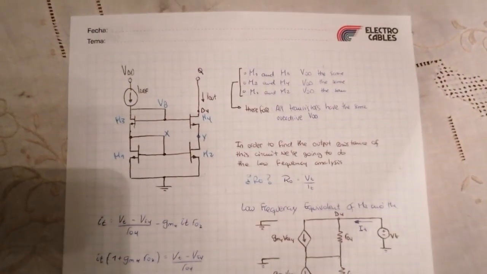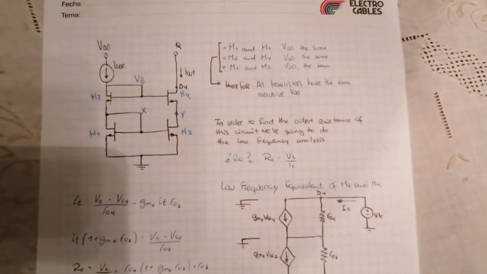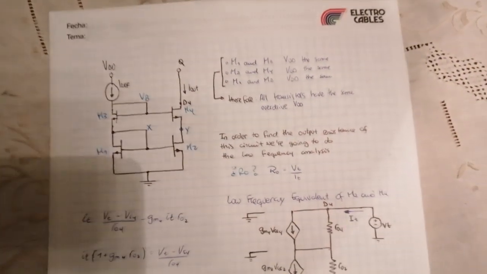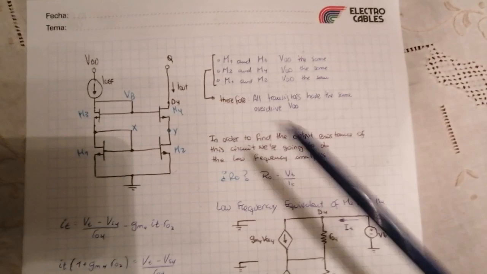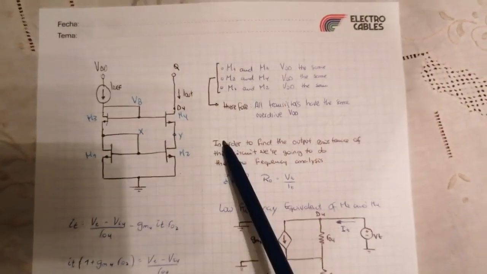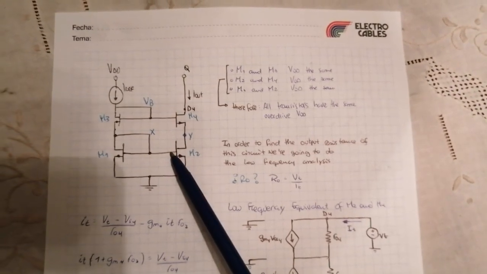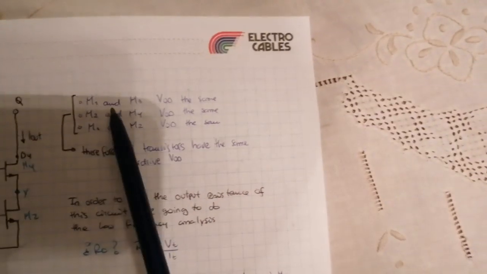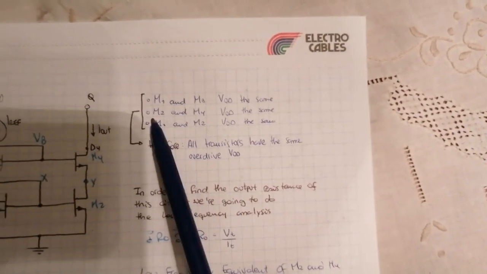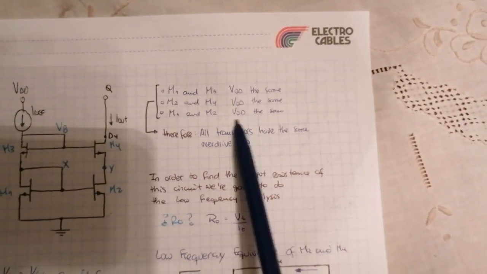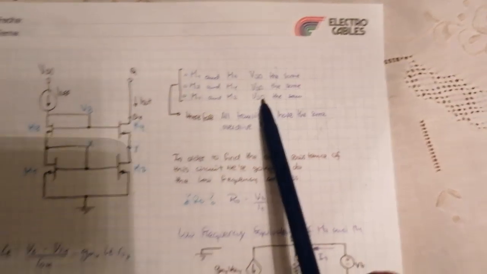Now that we know how a current mirror works, we're going to study this circuit right here, which is a cascode current mirror with 4 transistors. For the analysis, we're going to say that all 4 transistors are the same. What does that mean? That M1, M3, M2, M4, all of those transistors are going to have the same overdrive voltage.